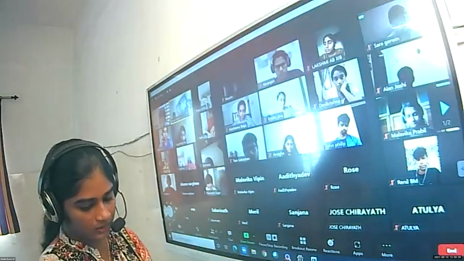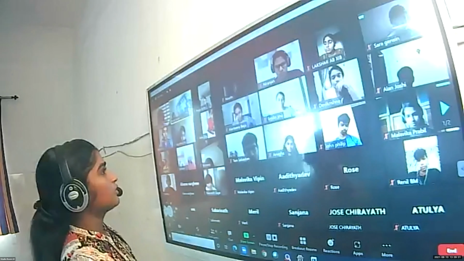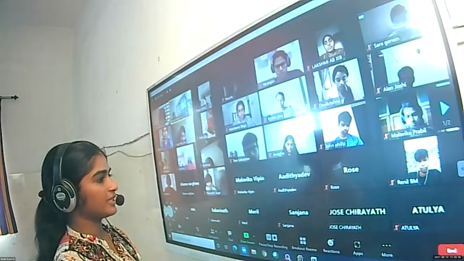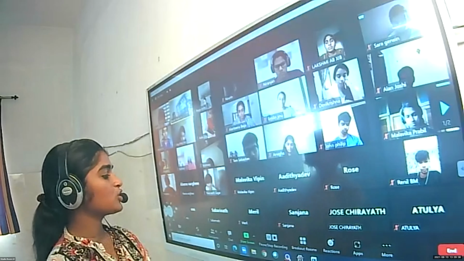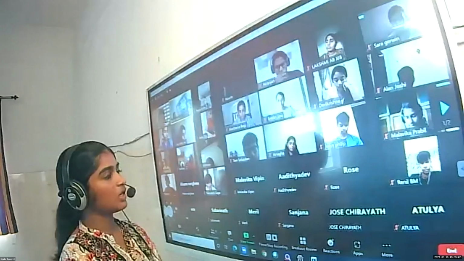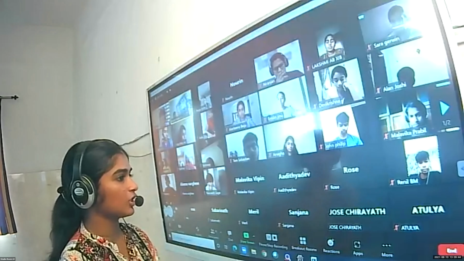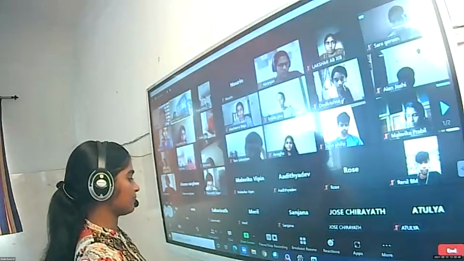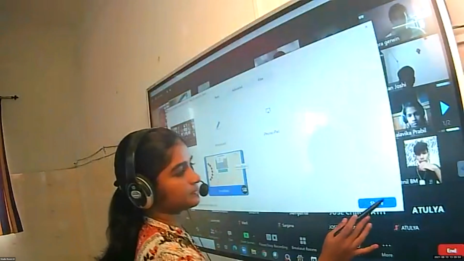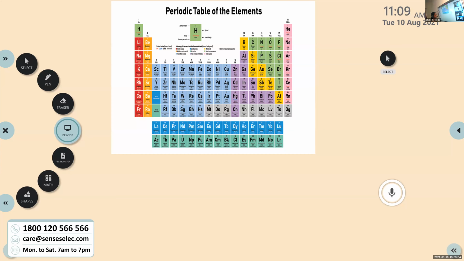Then we have learned certain equations to find out the group number from the electronic configuration, right? So now we are going to do certain examples for each block of elements to find out the group number from the electronic configuration. Okay.